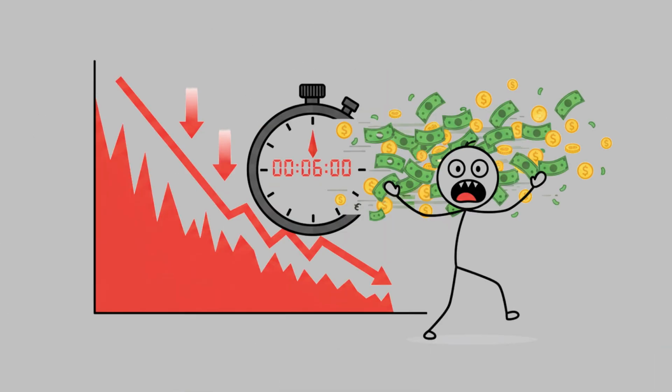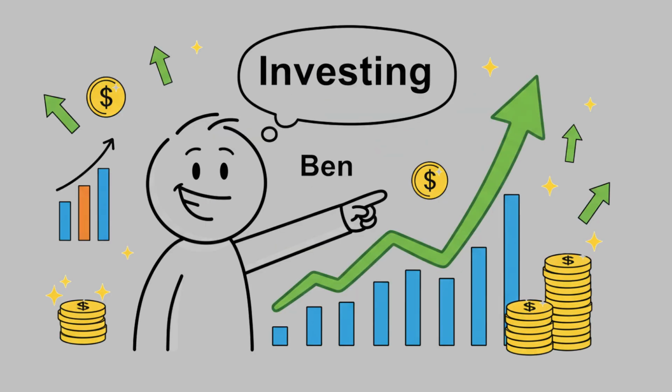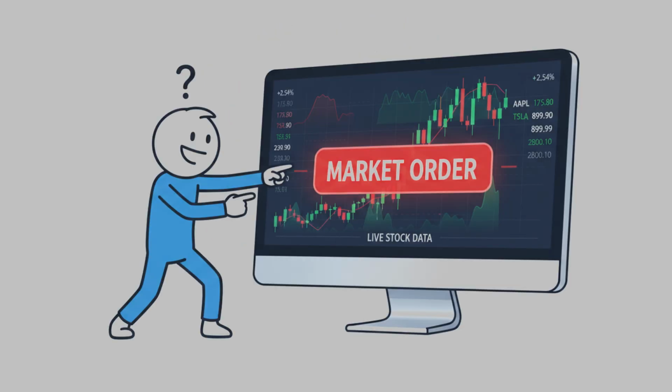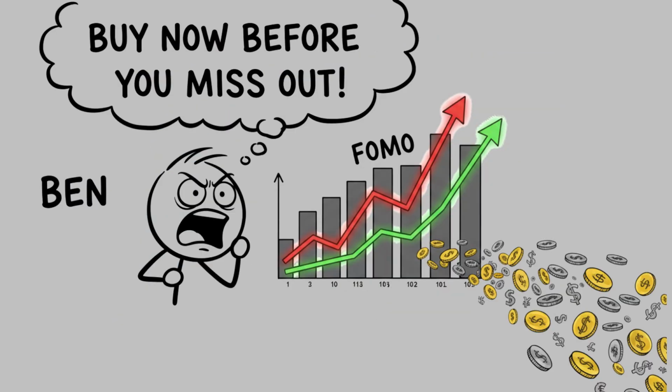Meet Ben. Yesterday, Ben lost $4,200 in exactly 6 minutes. What? Because Ben thought he was investing, but he was actually gambling with words he didn't understand. He saw a button that said market order and thought it meant, buy now before you miss out.